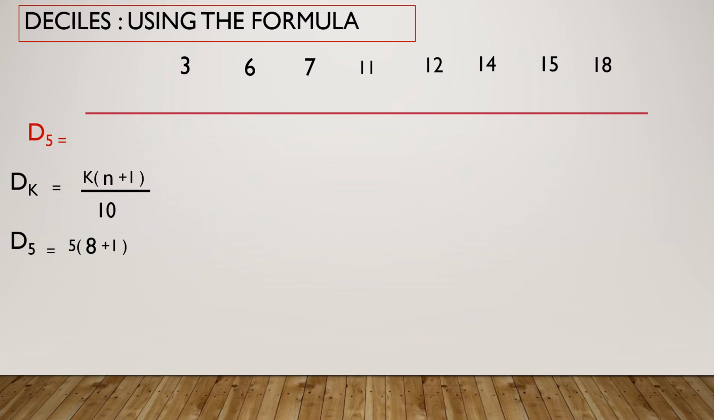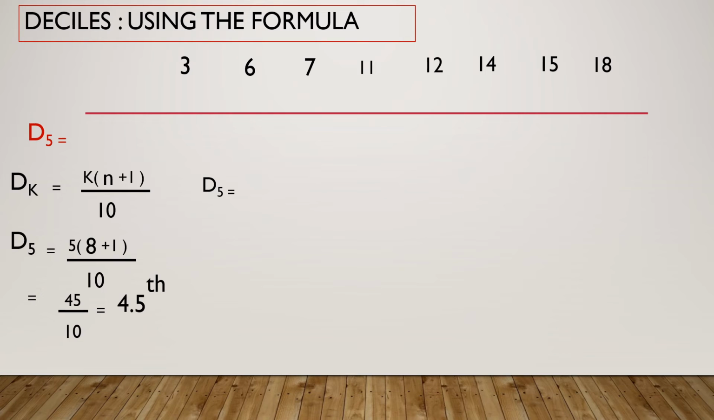8 plus 1, that is 9. And this time divided by 10. So this is simply 9. 9 times 5, that is 45. And 45 divided by 10 is 4.5.